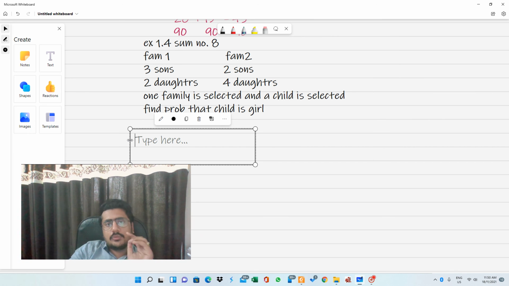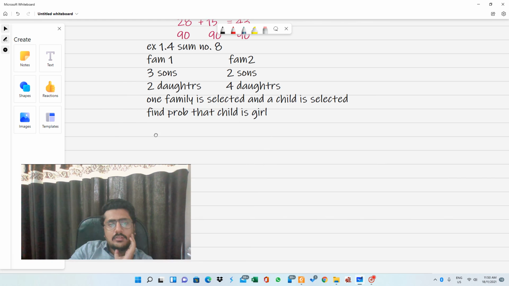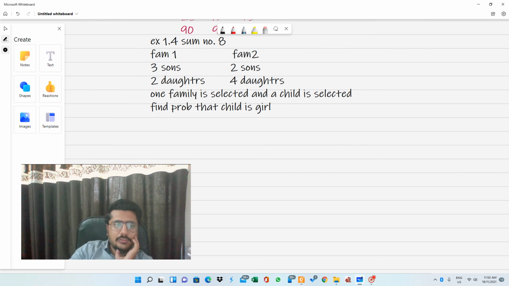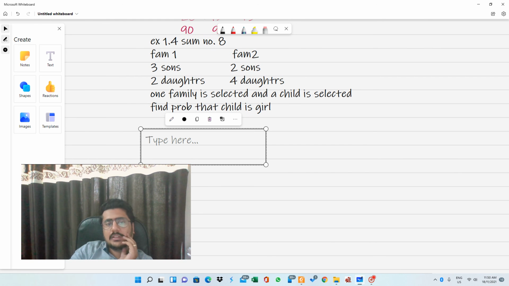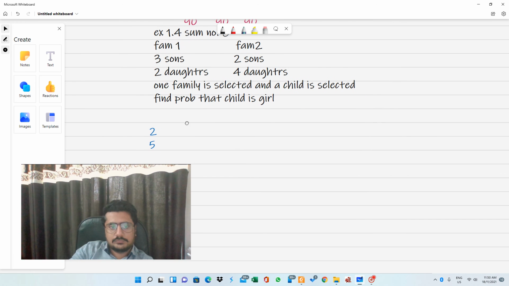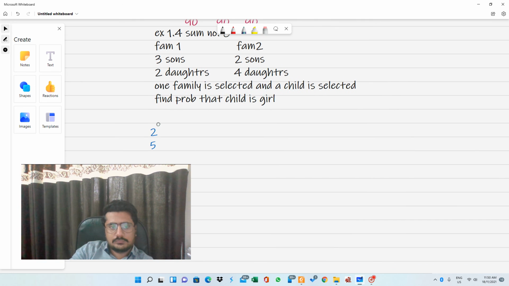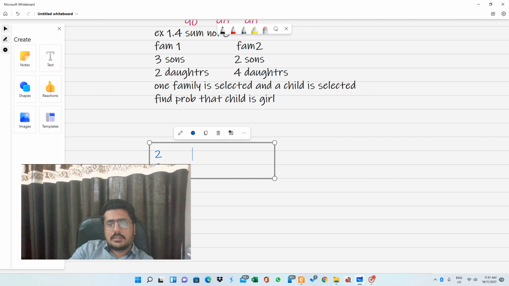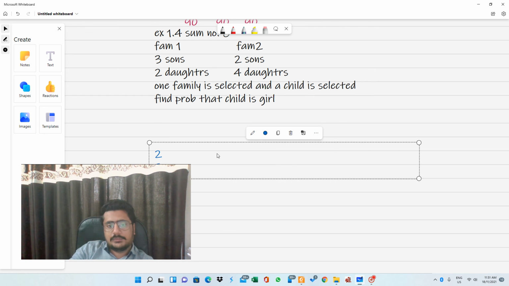So as I told you, you have to select one child from one family, and you have to find the probability that the child is a girl. Suppose the child is a girl from the first family, that is 2 by 5. Suppose the child is from the second family, that is 4 by 6.